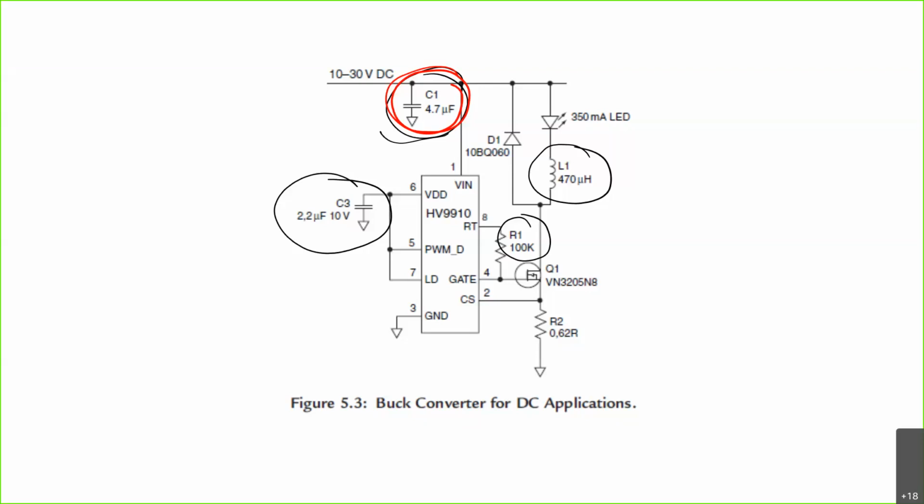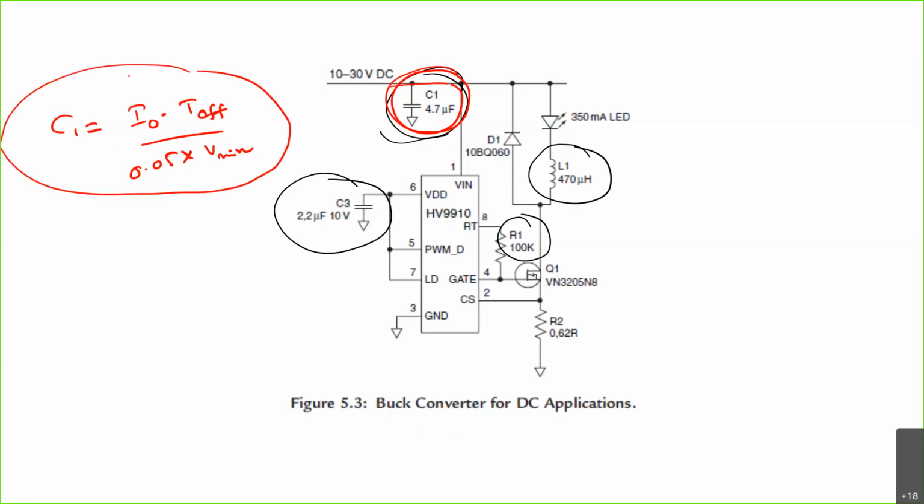So for this C1, assume there is a 5% variation in the input side. If you allow 5% ripple content on the input side, it can be calculated as I naught, the total current flowing, times off time divided by the variation 0.05, corresponding to V minimum. This gives you the maximum value; if you substitute V maximum, that gives you the minimum value. We have to design for the worst case, so this is the value.